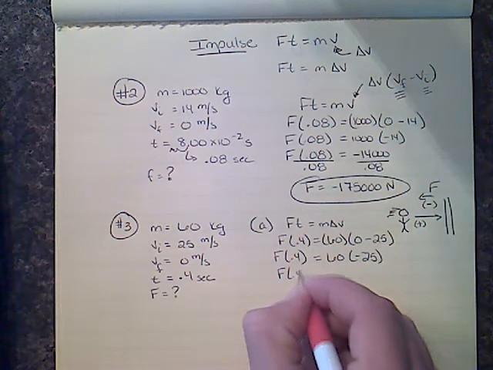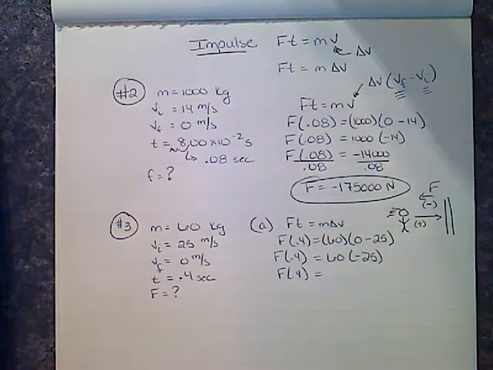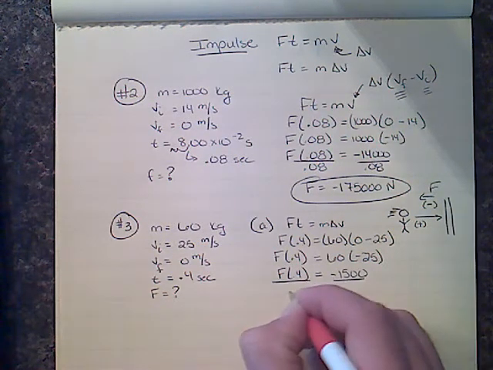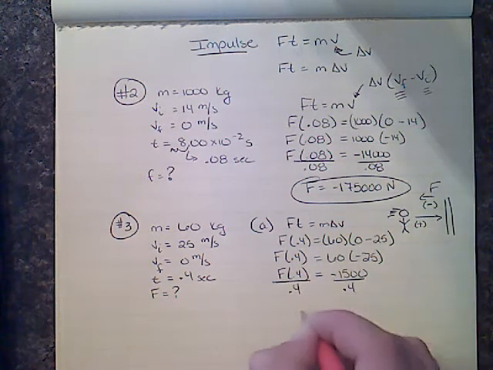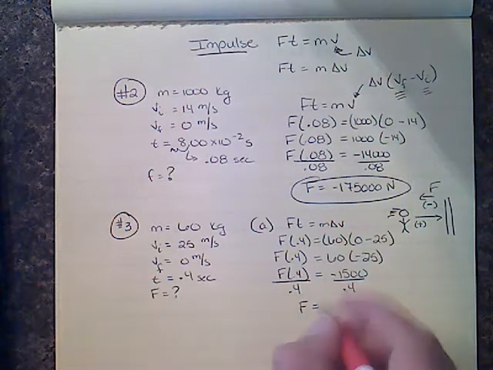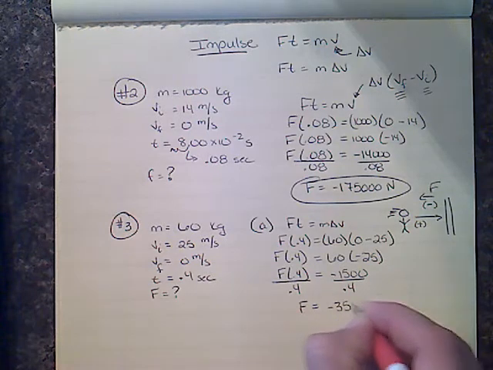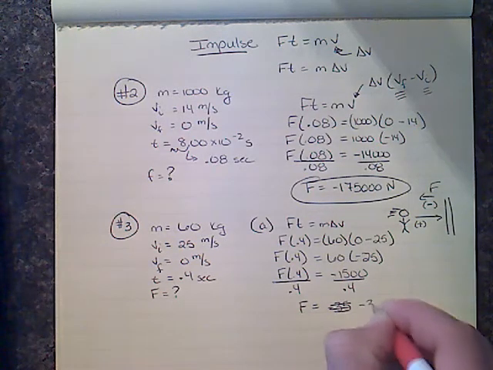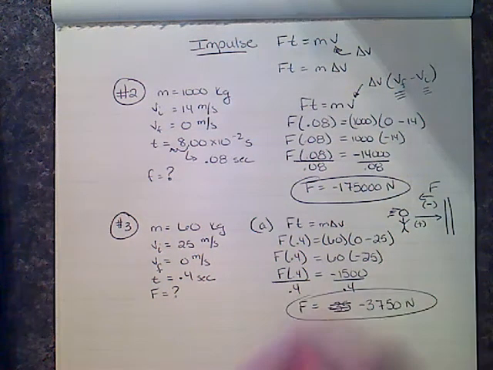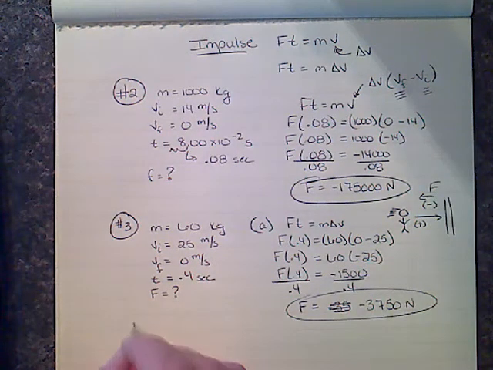So going through here, we find that we get F times 0.4, 60 times 25 comes out to be negative 1500. We divide by the 0.4, and we get a force as equaling negative 3750 newtons. Okay. All right, so that was A.